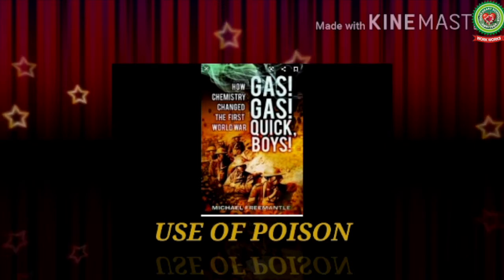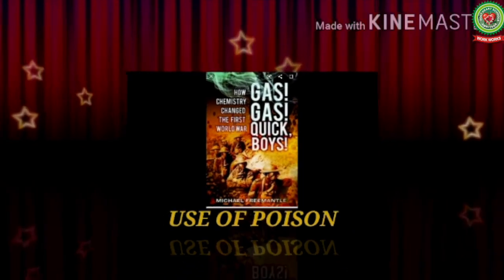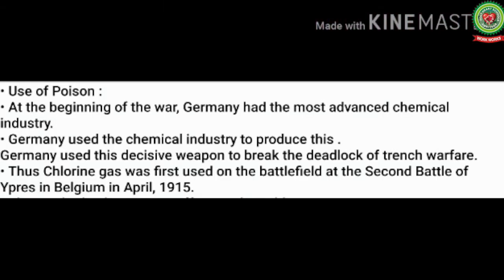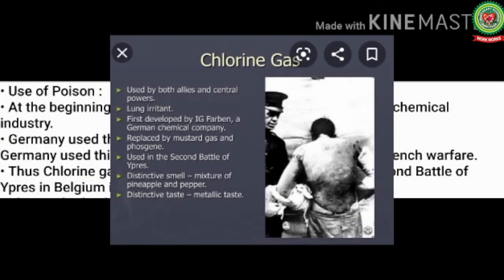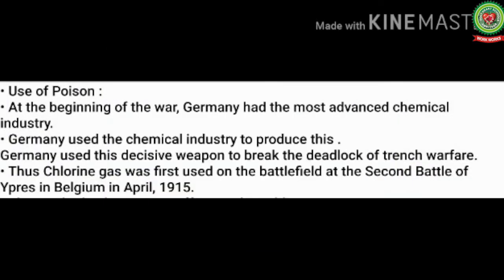The next is the use of poison or chemical war during the First World War. At the beginning of the war, Germany had the most advanced chemical industry. Germany used the chemical industry to produce this poison. Germany used this decisive weapon to break the deadlock of trench warfare. Thus, chlorine gas was first used on the battlefield at the Second Battle of Ypres in Belgium in April 1915.